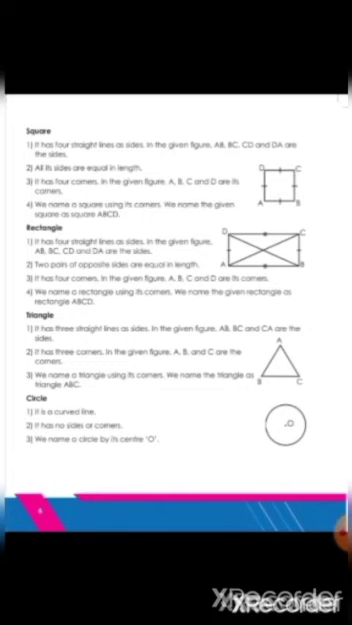Triangle. It has 3 straight lines as sides. In this given figure, AB, BC and CA are the sides. And it has 3 corners, A, B and C. It can be named as triangle ABC. Circle. It is a curved line. It has no sides and no corners. We can name a circle by its center O.